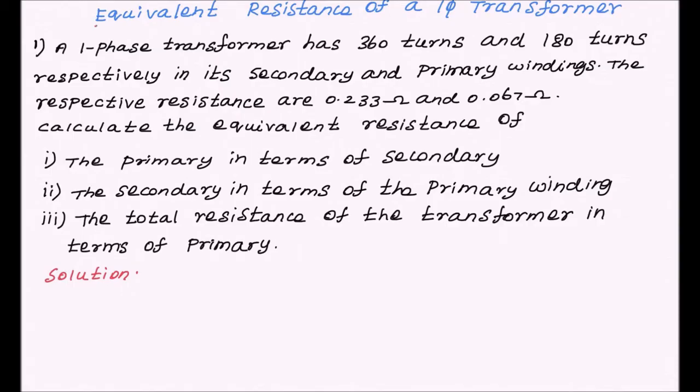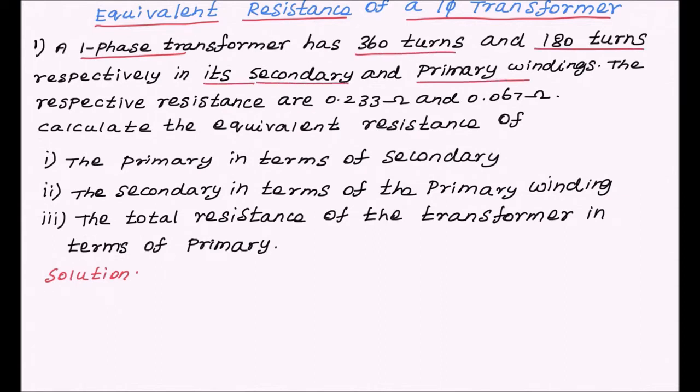In this video, we are going to see how to calculate equivalent resistance of a single phase transformer. The problem is a single phase transformer has 360 turns and 180 turns respectively in its secondary and primary windings. The order of the winding is given as secondary and primary. So the first 360 turns related to secondary winding and 180 turns related to primary winding.